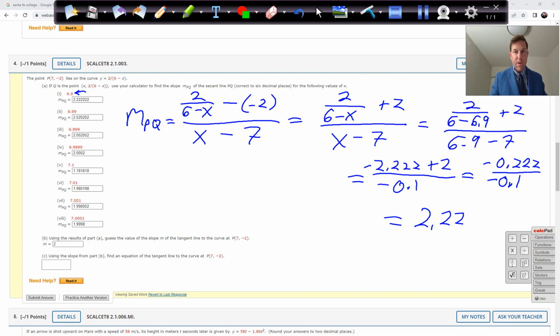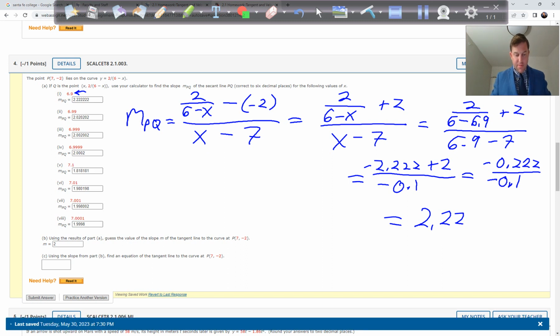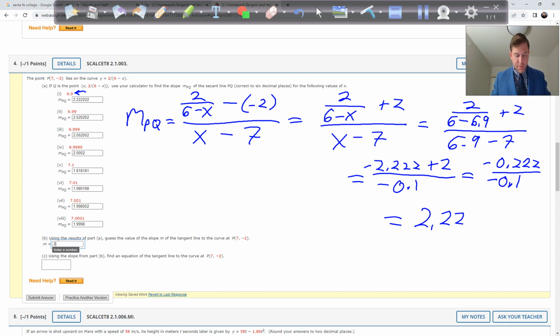Now what's interesting is when you make the numbers bigger than 7, you get smaller values. So you get 1.18, then 1.98, and actually I think I just discovered a typo here. This should be 1.818181. Okay, then 1.98, and then 1.99, and 1.999. So from numbers bigger than 7, they're getting closer and closer to 2. And from numbers smaller than 7, they're getting closer and closer to 2. So we're going to say that the actual slope of the secant line is 2 on the dot.